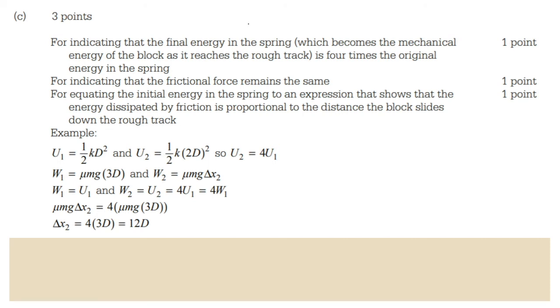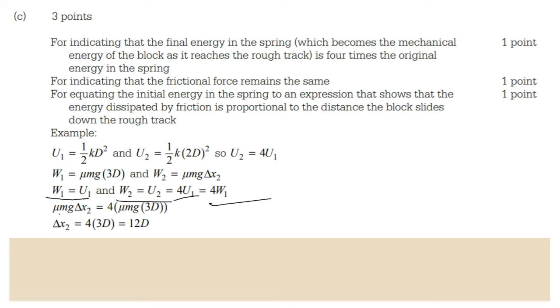Now, it's not impossible to follow this, but I just don't think it is as clear as the 1-1-1 rule. They're basically saying U1 is 1/2 kd squared, so that means U2 is 1/2 k2d squared, so that means U2 is 4 U1. The elastic potential energy quadrupled. We get that. Then it's saying the work done by friction in the first case is the force of friction, mu mg, times the stopping distance, 3d. Then they're saying, well, the work done in the second instance is mu mg times this new stopping distance. Then they're saying, well, work 1 equals U1, and work 2 equals U2, and U2 is equal to 4 U1. So that means now the work is going to quadruple.